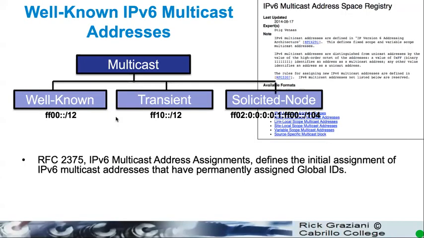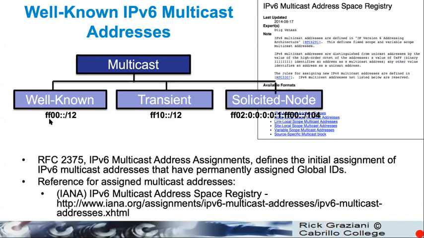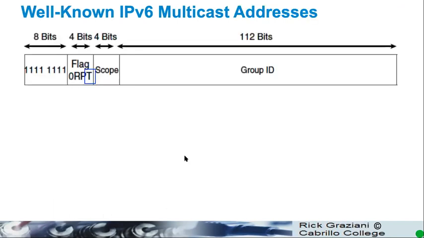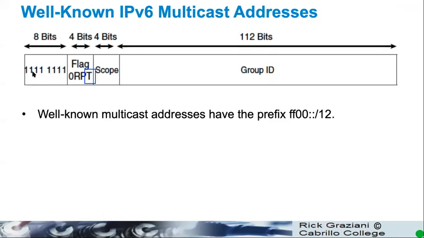All right, so let's talk about well-known IPv6 multicast addresses. We're going to talk about these right here. They are assigned by IANA, and you can get a full list of them right at that address, or just Google, search for IPv6 multicast address space registry. All right, so we've already said that it's FF, so we already know this is FF.